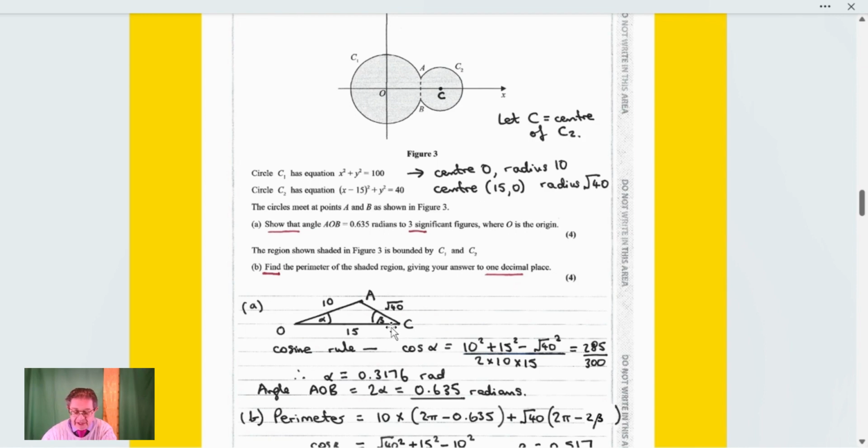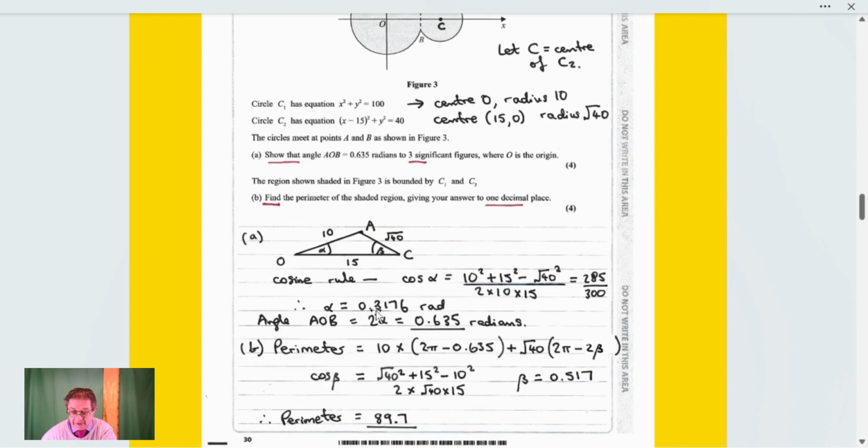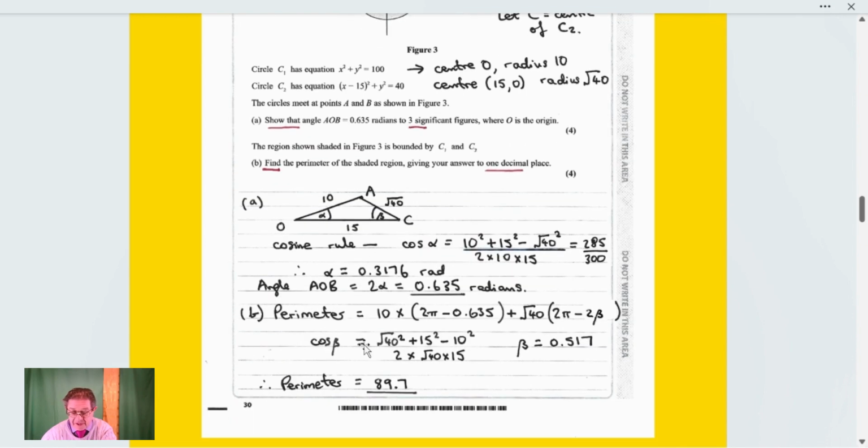A common mistake in this question will be candidates assuming that alpha and beta are the same, which they aren't. So we need to find angle beta somehow. What I've done is I've used the cosine rule again, as I did before, to get beta is 0.512.